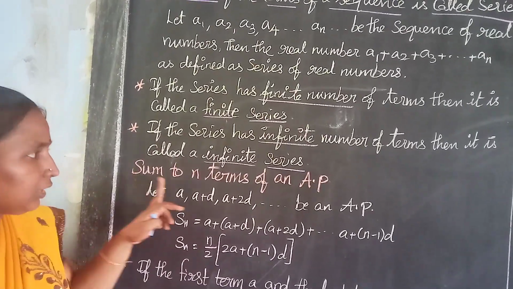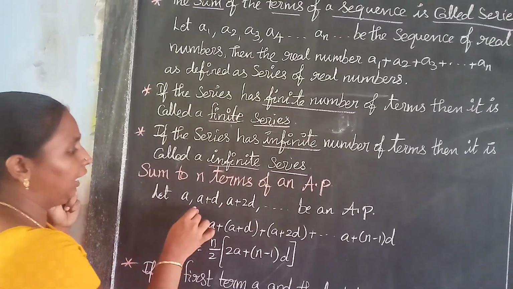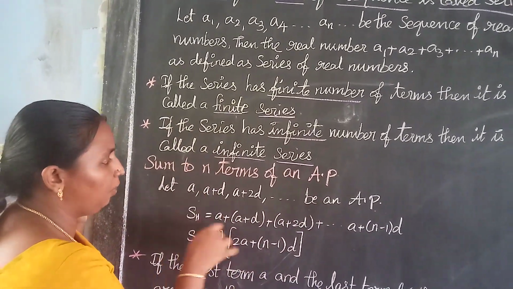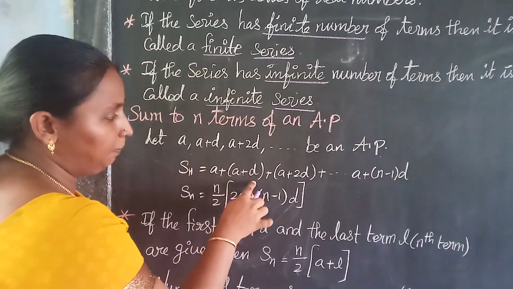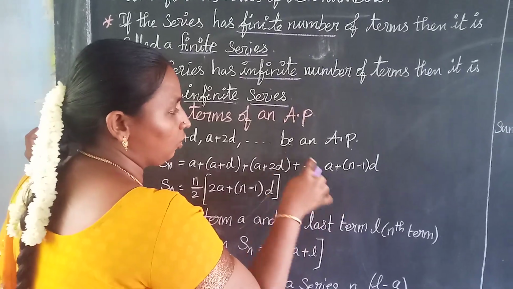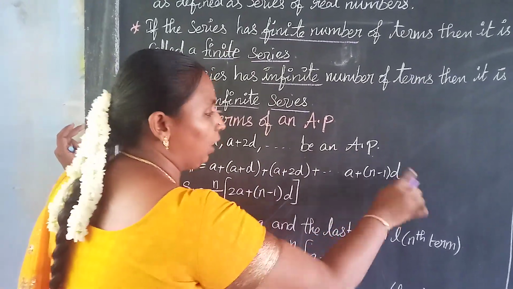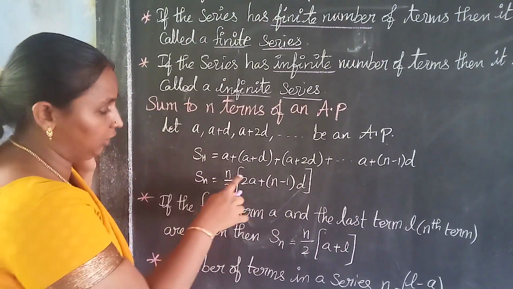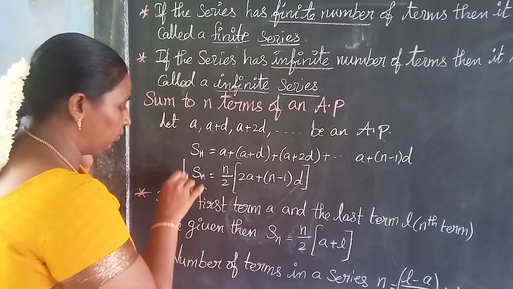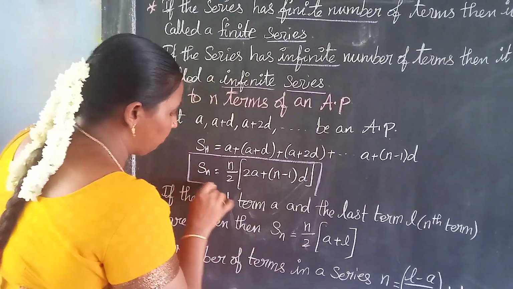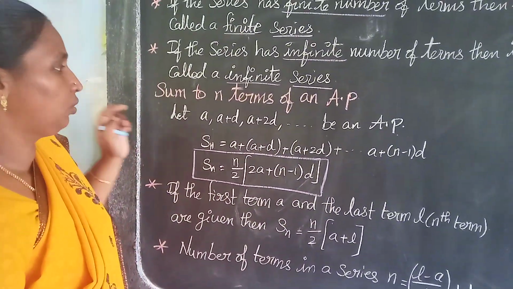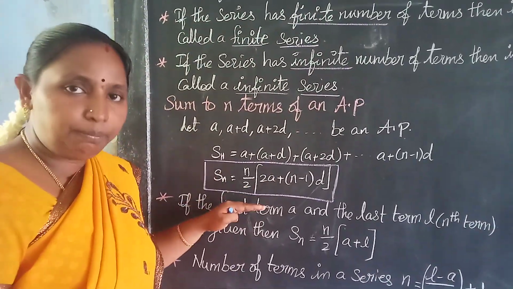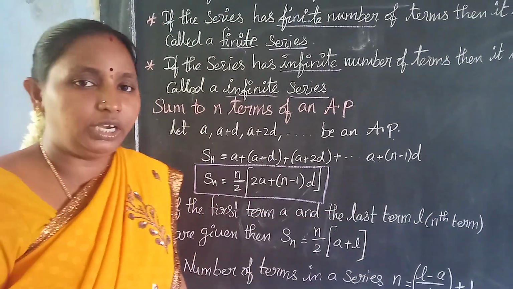Okay, so sum to n terms of an AP. Let a, a plus d, a plus 2d and so on be an AP. So Sn is the sum of the n terms, that is a plus (a plus d) plus (a plus 2d) and so on. The nth term is a plus (n minus 1) into d. If you add these terms, you will get Sn equal to n by 2 into (2a plus (n minus 1) into d). This is the formula for the sum of n terms in an AP. So if a series is in AP, then Sn, the sum of n terms, equals n by 2 into (2a plus (n minus 1) into d).